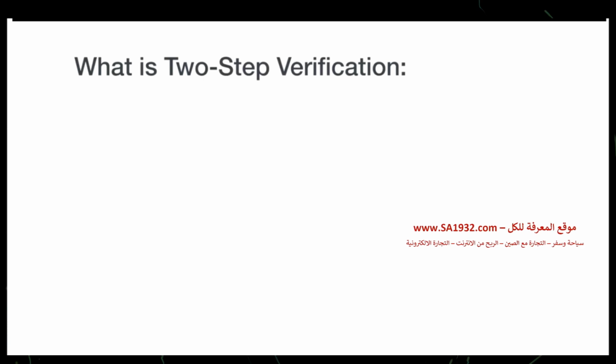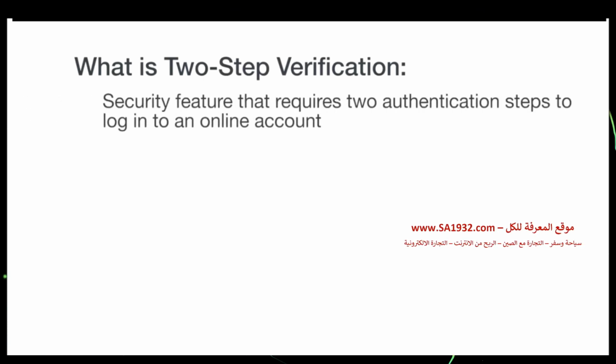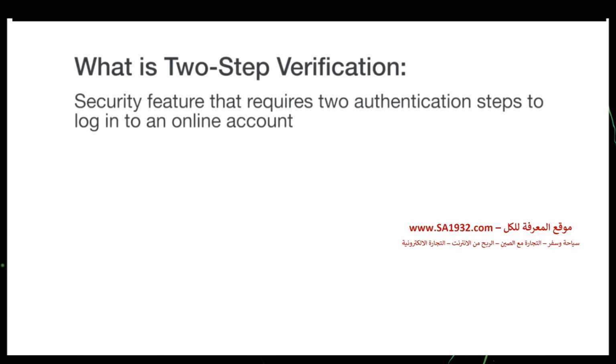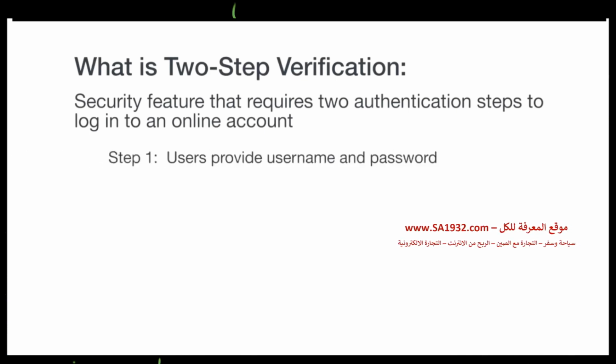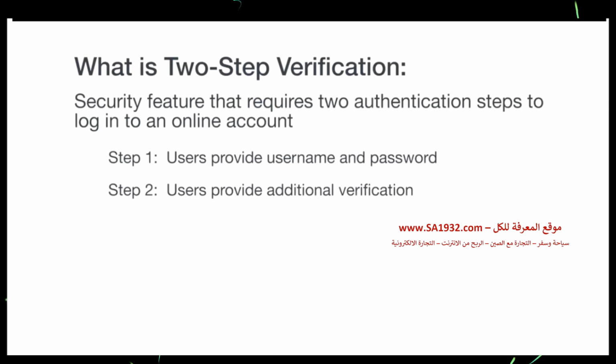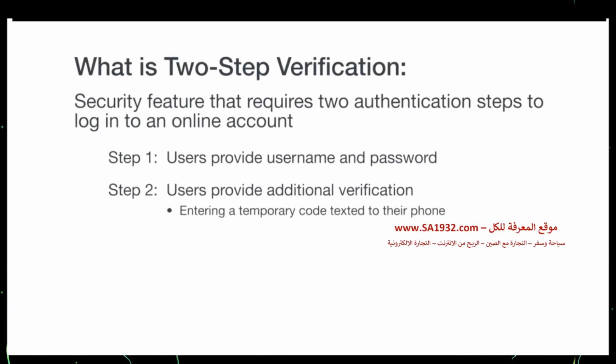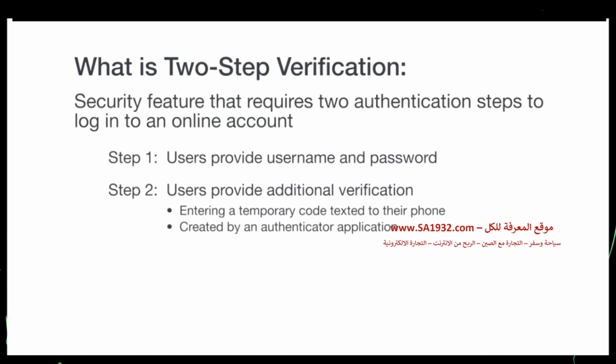So, what exactly is two-step verification? Essentially, it's a security feature that requires two authentication steps to log in to an online account. For the first step, users provide something they know, a username or password. For the second, users are asked to provide additional verification, such as entering a temporary code texted to their phone or created by an authenticator application. This provides an extra level of security.